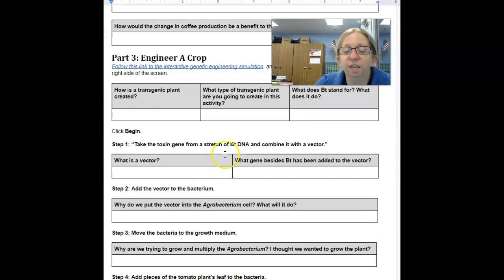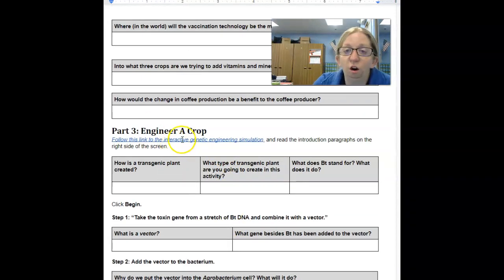Part 3 is going to take you through a simulation where you are actually creating a genetically modified organism and the steps that are involved in creating a GMO. Obviously, creating GMOs is not a super easy task, and the simulation makes it look really easy, but part of it is understanding what the steps are and how you go through it.